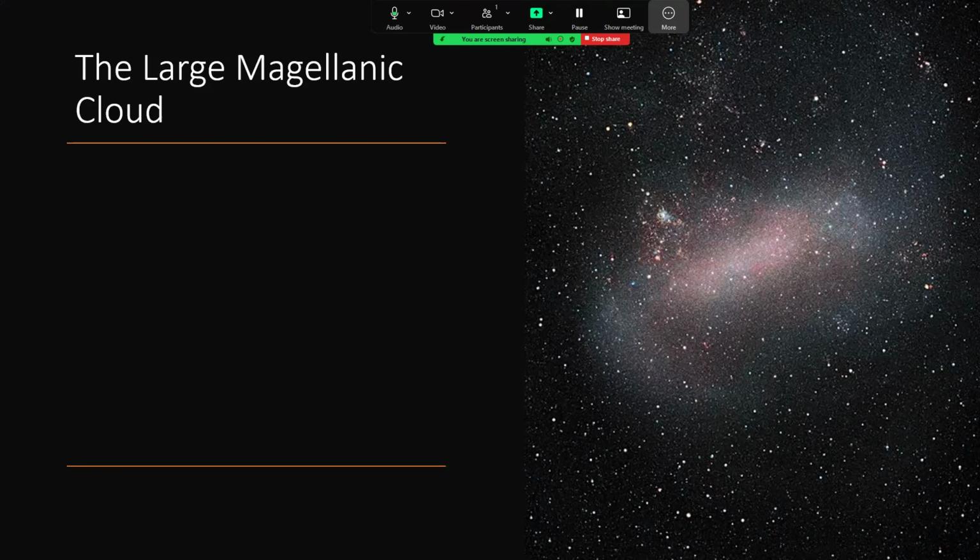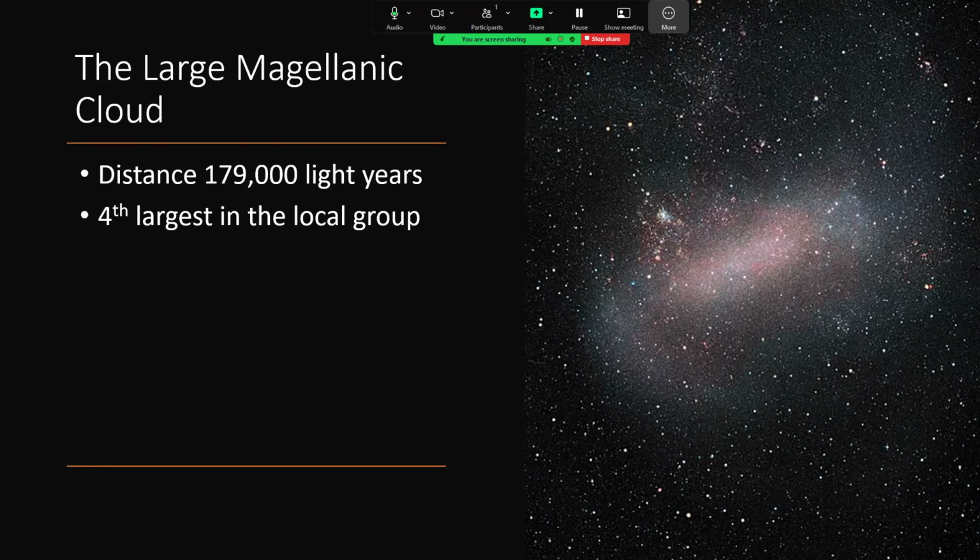The large Magellanic Cloud, that's at 179,000 light years. So the Milky Way has a diameter of about 100,000, but is only about 5,000 or 6,000 light years thick. So this is a significant distance further out than the edge of the Milky Way. It's the fourth largest, in fact, of all of those 30 members of the local group, and about a tenth of the mass of the Milky Way galaxy overall. So quite a significant little galaxy.